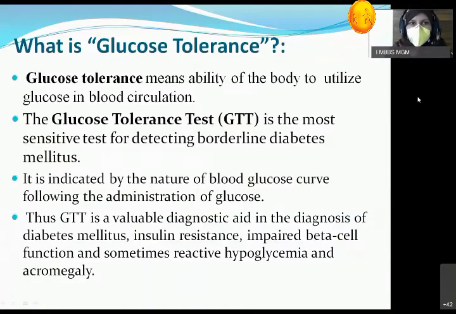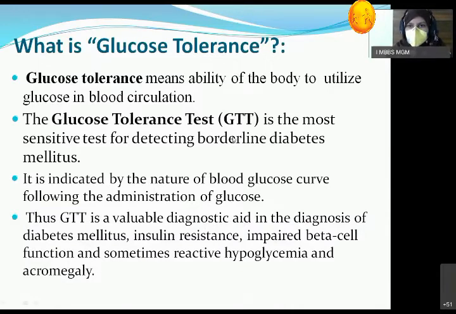First, we see what is glucose tolerance. What do you mean by glucose tolerance? It is the ability of the body to utilize glucose in blood circulation. Whatever glucose is present in blood circulation, the body should manage to utilize that by absorbing and utilizing.